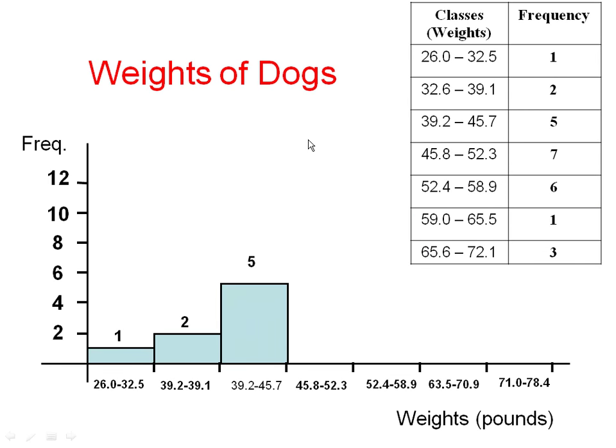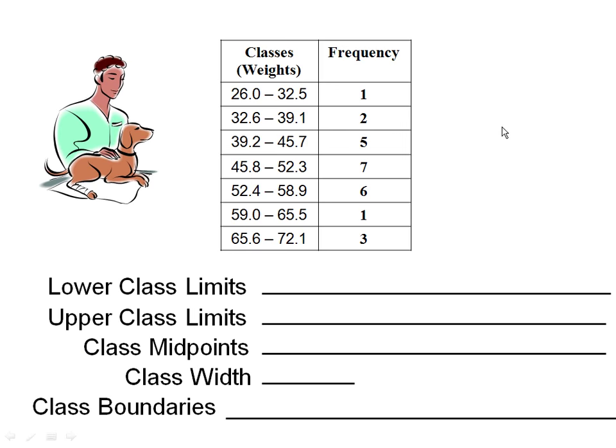You know how to do these. But we have this table, and they're going to say, what are the lower class limits? What are they? 26.0, 32.6, 39.2, 45.8, 52.4, 59.0, and 65.6, right? What are the upper class limits?